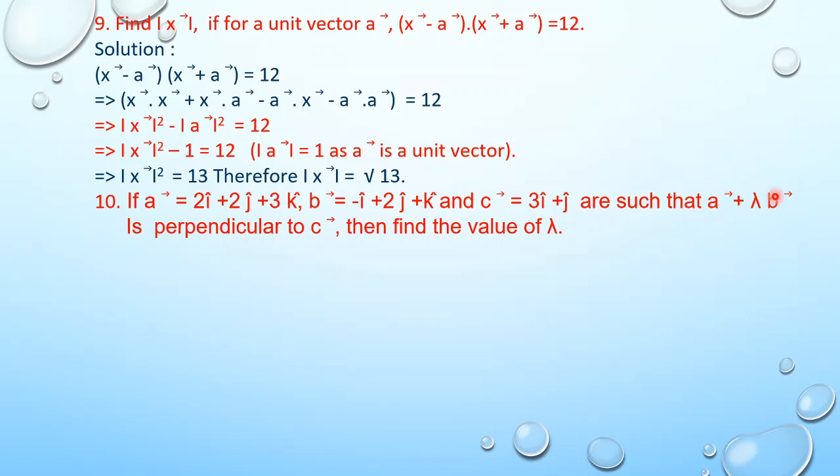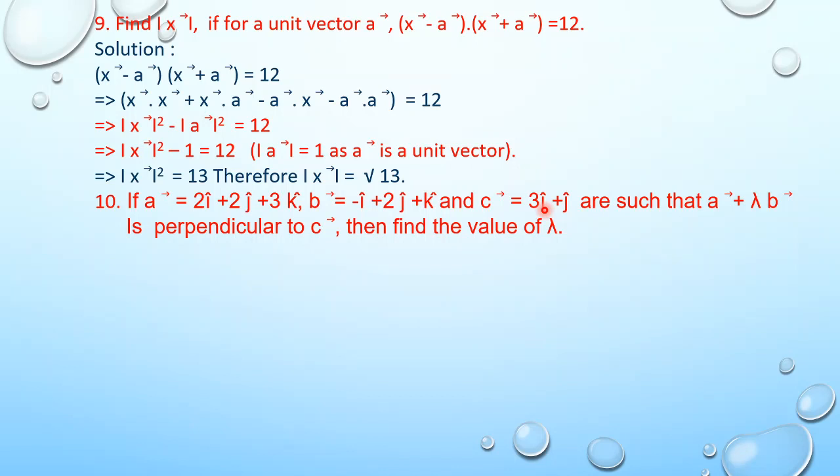and the condition they have given here is that vector A plus lambda into vector B is perpendicular to vector C. So they have given vector A, vector B and vector C. But where is the vector A plus lambda into vector B? This we need to find out, because this is our new vector. When we do that operation, we will be getting this new vector, okay? So this new vector and the given vector C are perpendicular to each other, and with the help of that we need to find out the value of lambda. Lambda is one scalar value, one constant value that we need to find out.